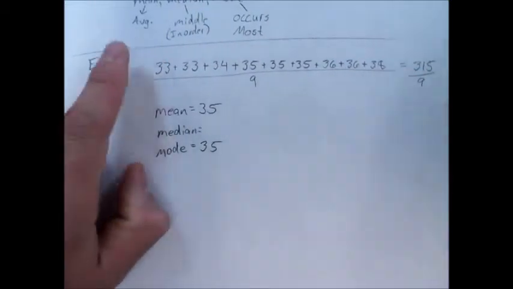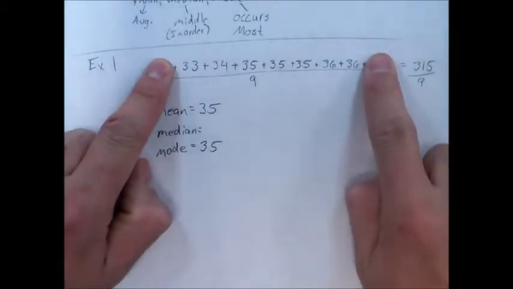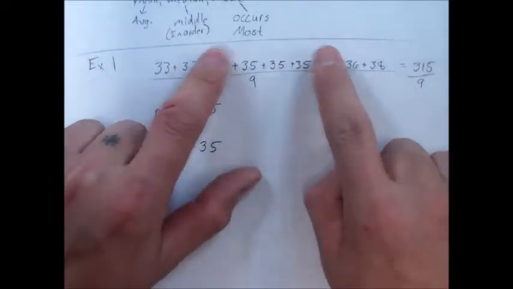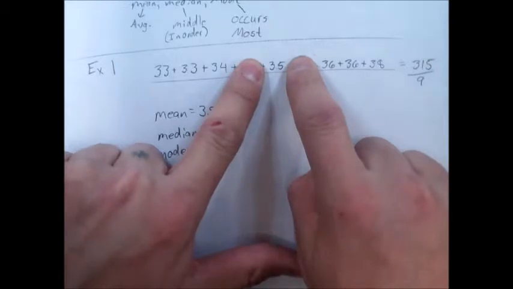I can mark them off one at a time. Okay, so I just cover them up like this, or I can mark them off with my pencil. I don't care what you do. So I just cover them, cover them, cover them, cover them. So my median is also 35.